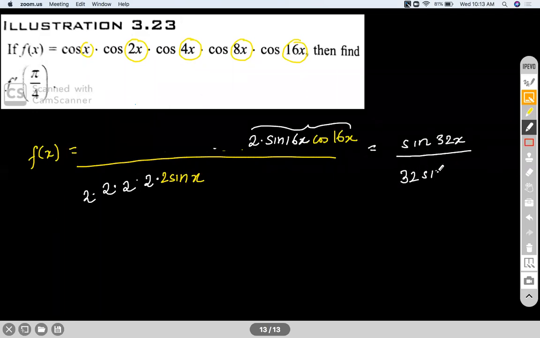Now, ultimately, the question is asking, find the derivative of this function at x equal to pi by 4. Can we not do that? Let's do that. Tell me the answer once you're done. Oh, yes, sir.